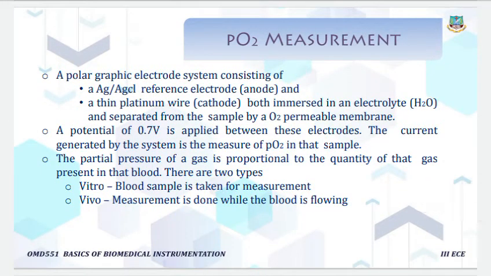Here there are two types of measurement, in vitro and in vivo measurement. In in vitro measurement, the blood sample is taken, and after taking that, the measurement takes place. In vivo means the measurement is taken while the blood is flowing. The measurement of PO2 from the flowing blood is called in vivo measurement.